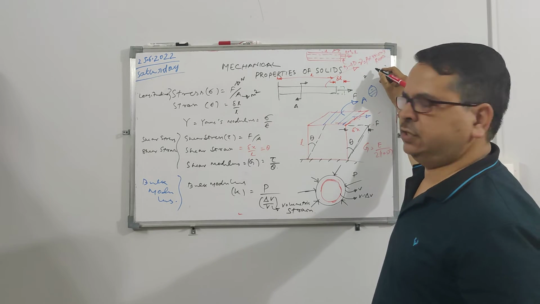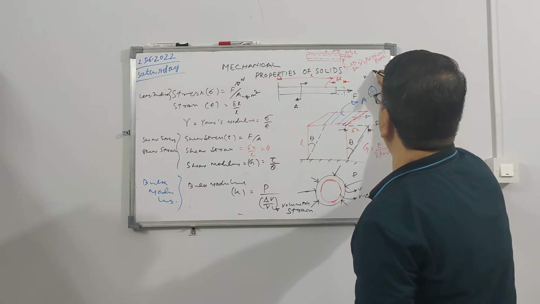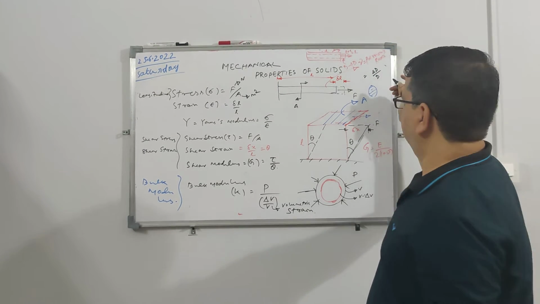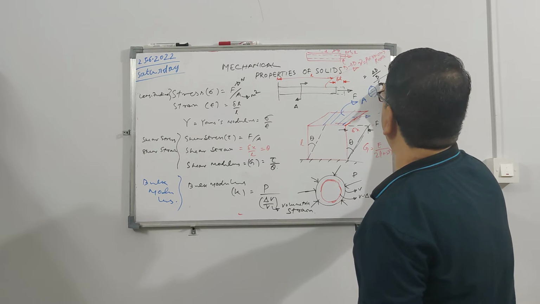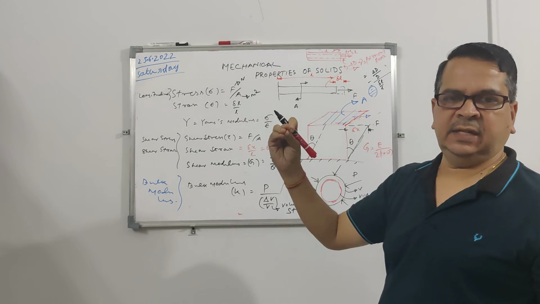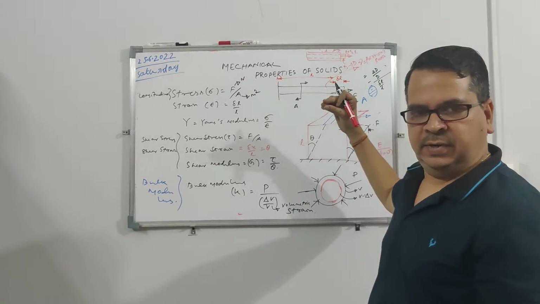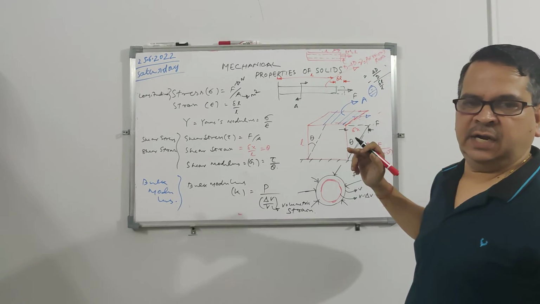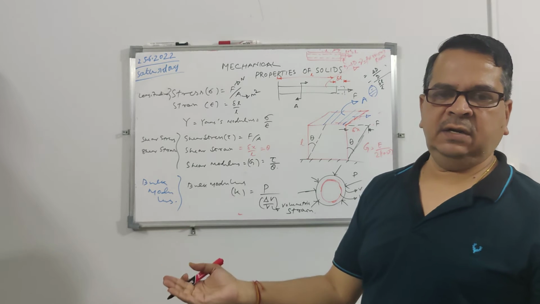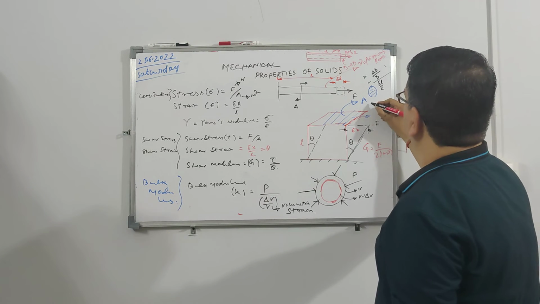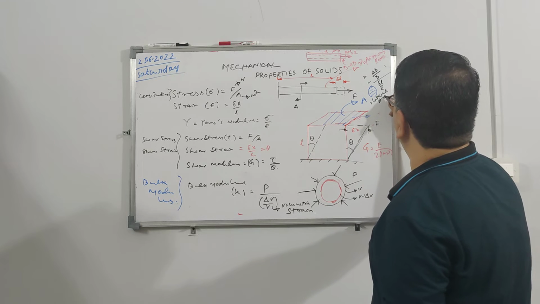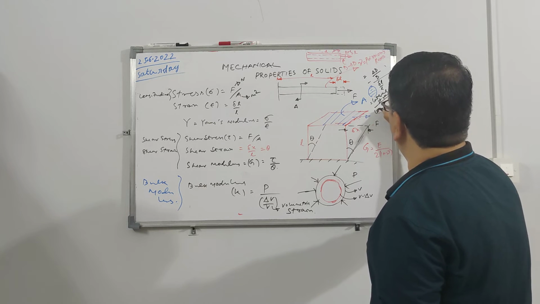So the Poisson's ratio is nothing but lateral strain by longitudinal strain. Lateral strain is delta d by d in the lateral direction, and longitudinal strain is delta L by L. It is always negative, because if length increases, diameter decreases. So Poisson's ratio is lateral strain divided by longitudinal strain.